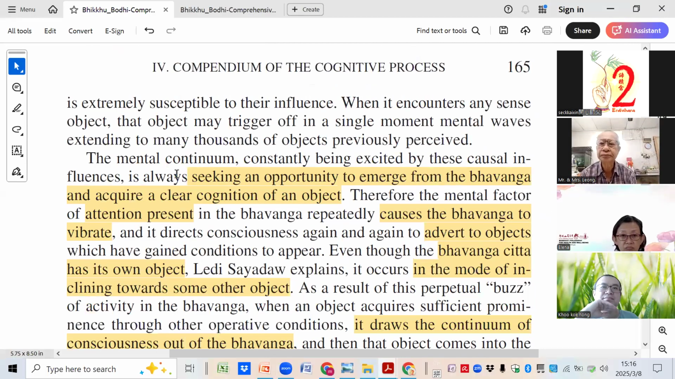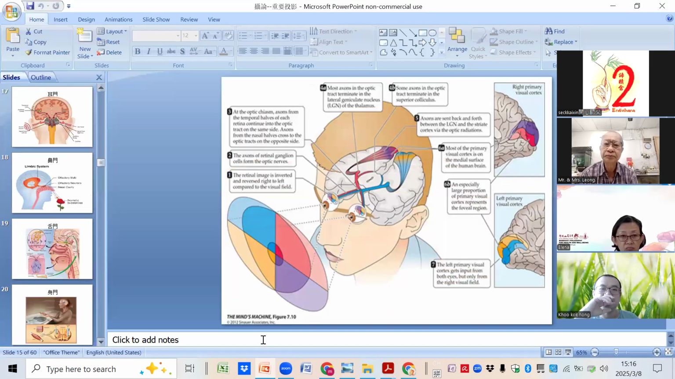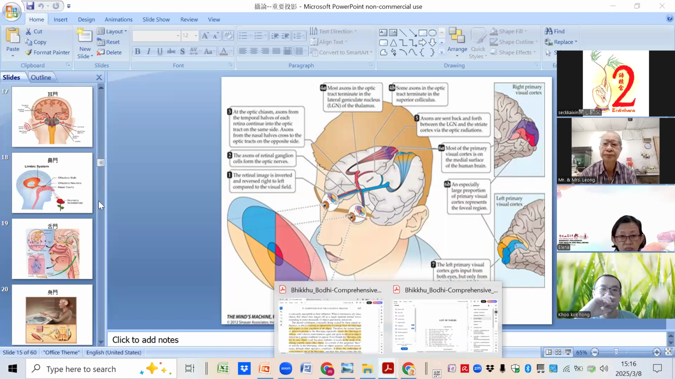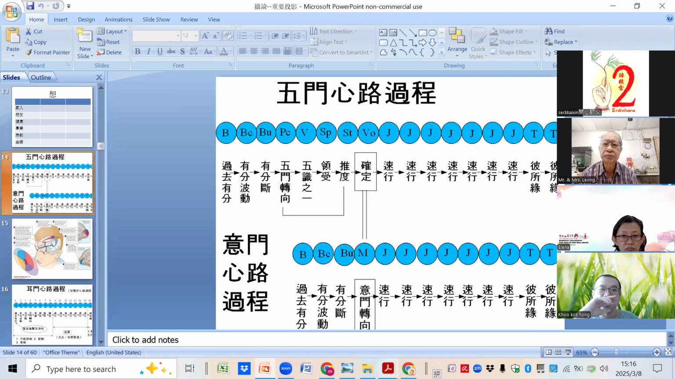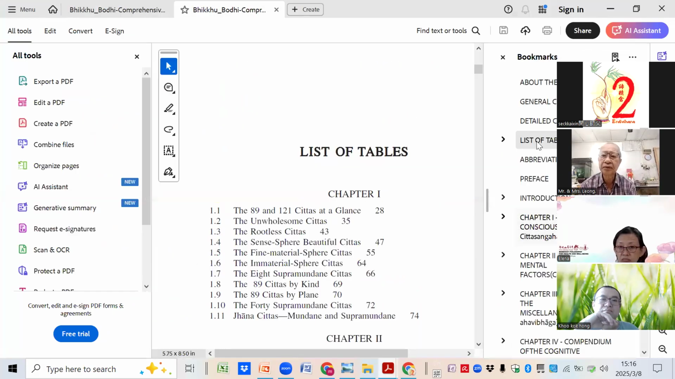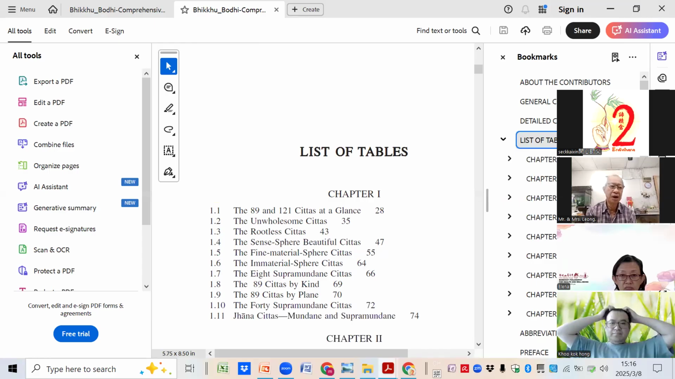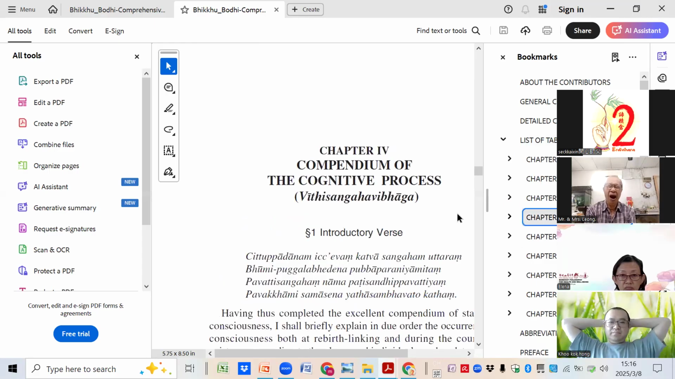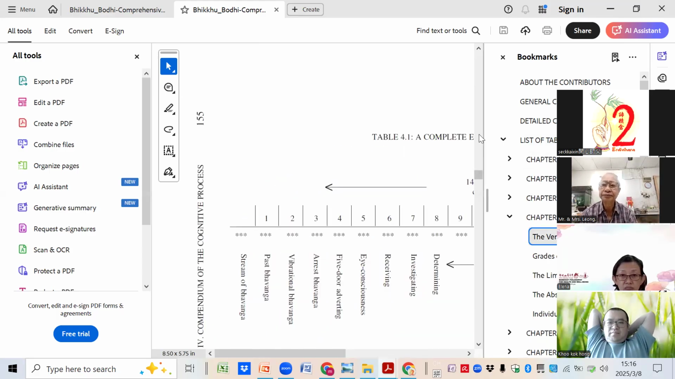Okay, then you see for this paragraph, it means what? It means, class, basically this is our mind thought process. Let me show you. Okay, I think you prefer this diagram more. This is the table. Chapter number 4. Yes. Okay, class, let's take a look.